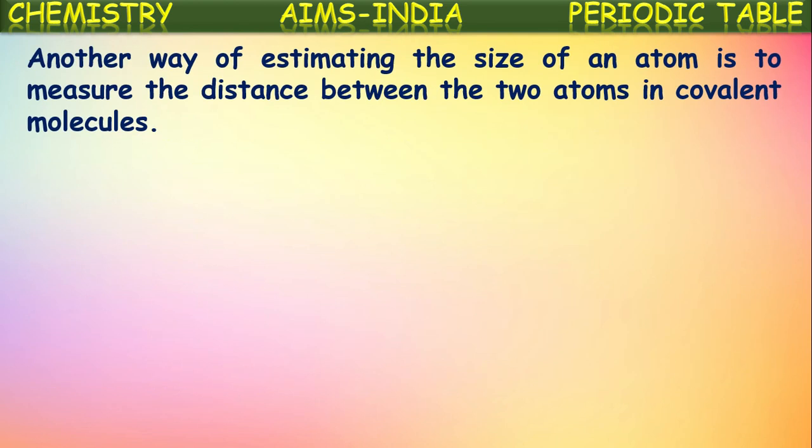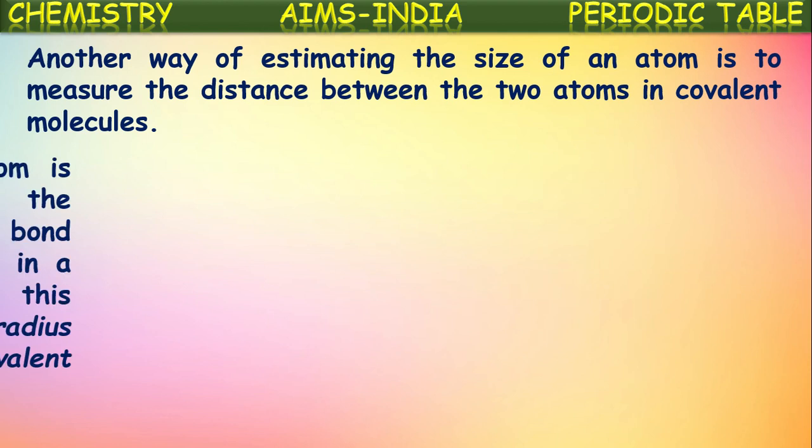Another way of estimating the size of the atom is to measure the distance between the two atoms in a covalently bonded molecule. Not only metallic radii, even covalent radii can be considered, because most molecules have covalent bonds. So we can estimate the size of atoms by measuring the distance between the two atoms in a covalent molecule. Then that radius observed is called covalent radius.